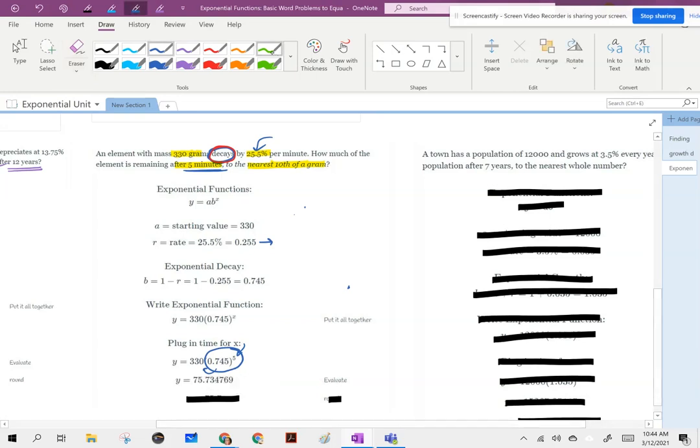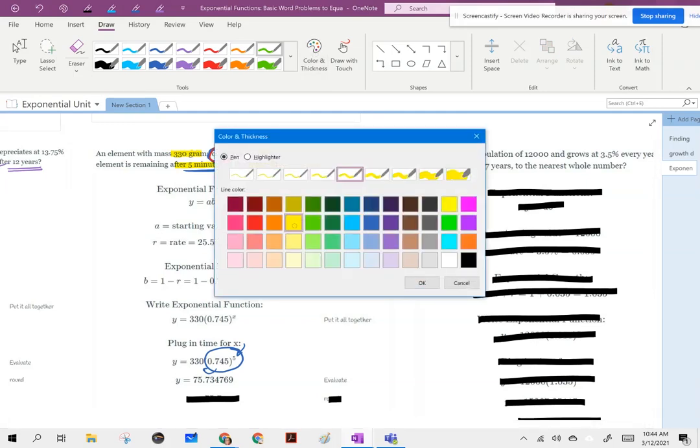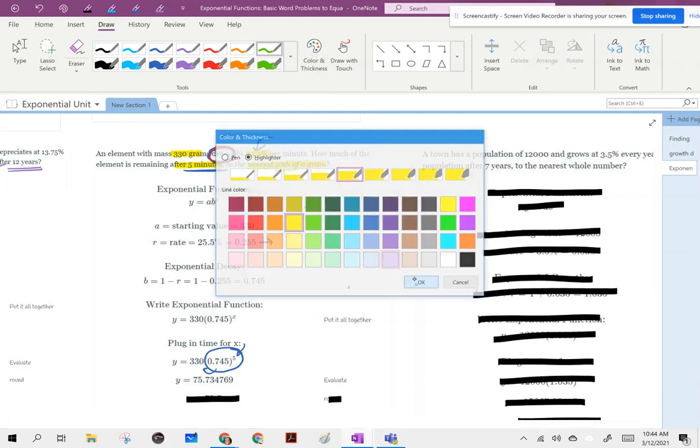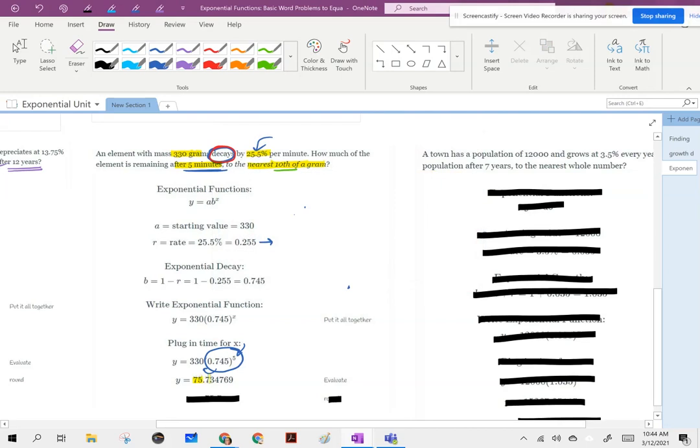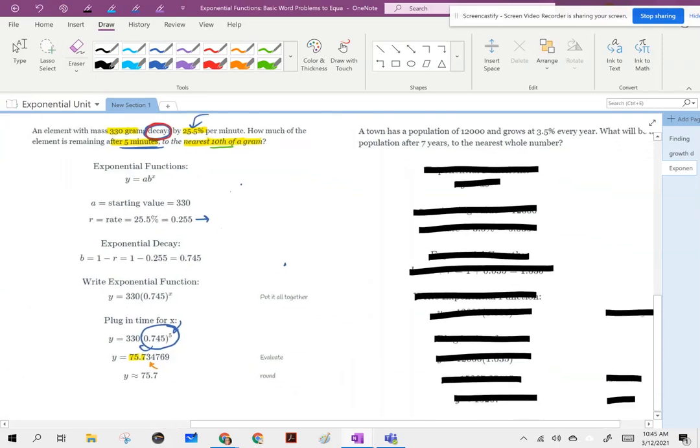And then we're going to go back and read. It says nearest tenth, which means our nearest tenth. That's going to be our whole number. We want to go to 0.7, which means we got to look at the 3 to determine if the 7 is going to go up or stay. So we're going to round, and then that's going to be my final answer.